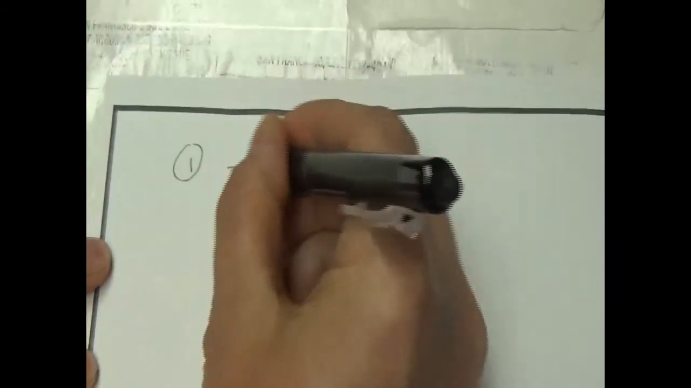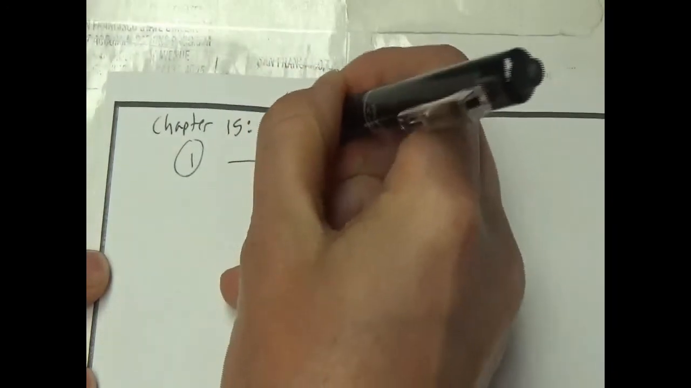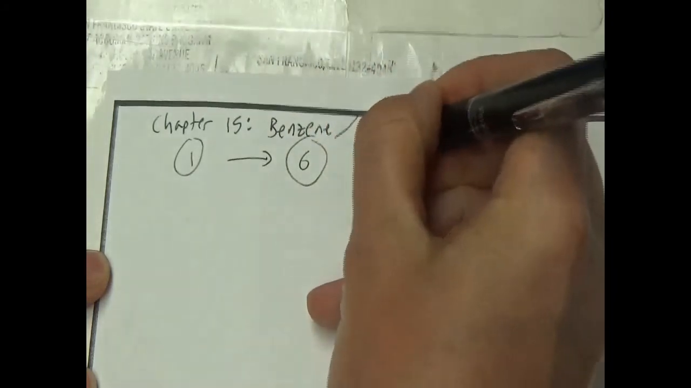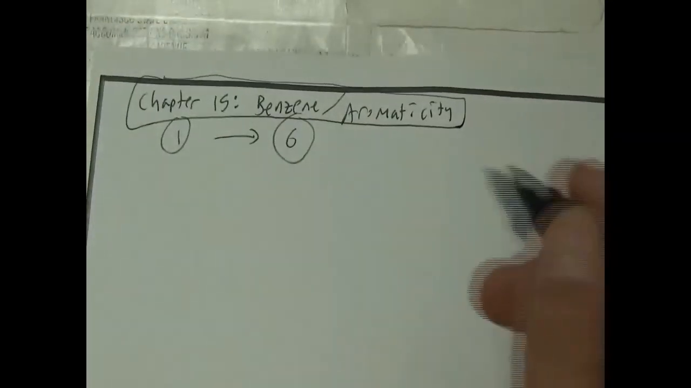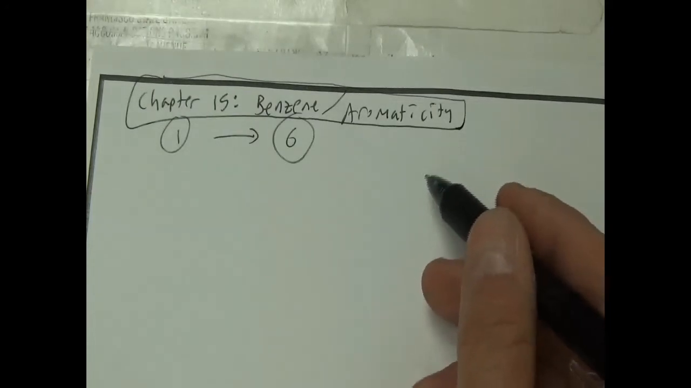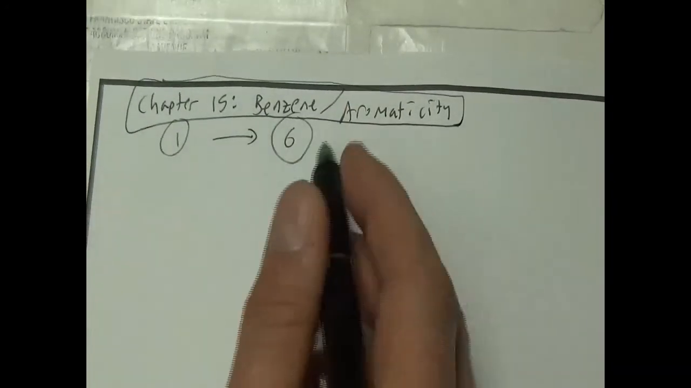All right, now we're moving on to a little bit of the reactivity of benzene molecules. I think what we did in PowerPoint was roughly 1 through 6 were the different points. We're still in chapter 15, benzene and aromaticity. Chapter 16, remember, will be a follow-up chapter with a little bit more on aromatic chemistry. But we did 1 through 6 in PowerPoint.